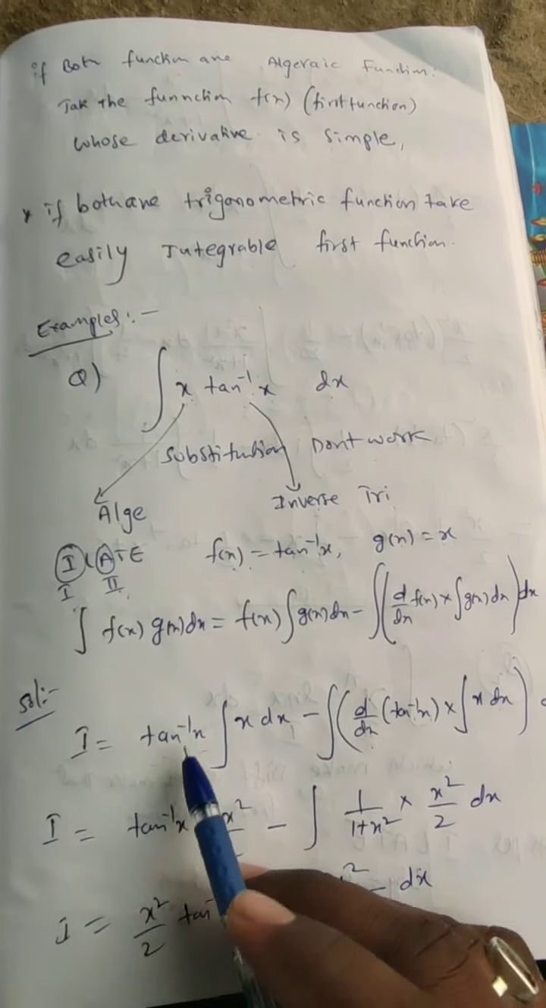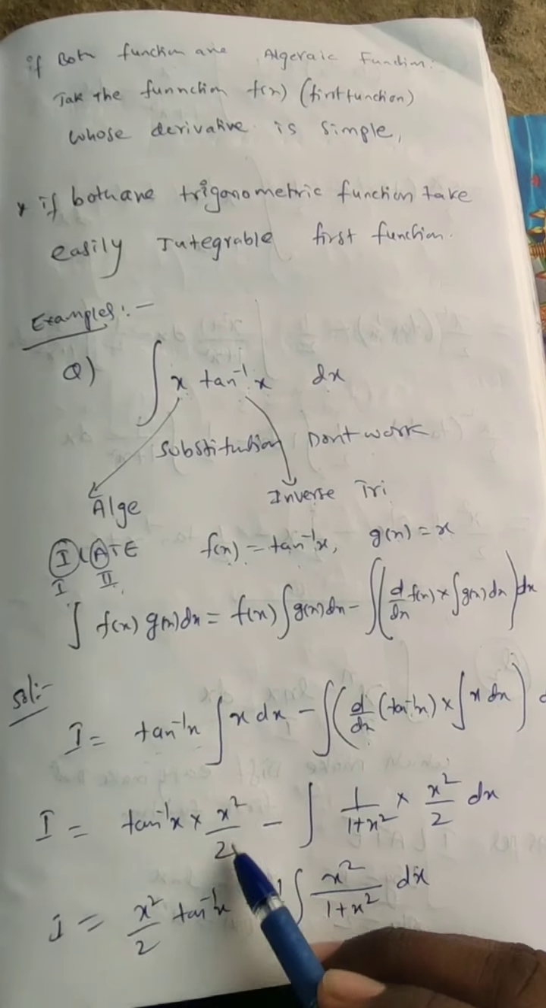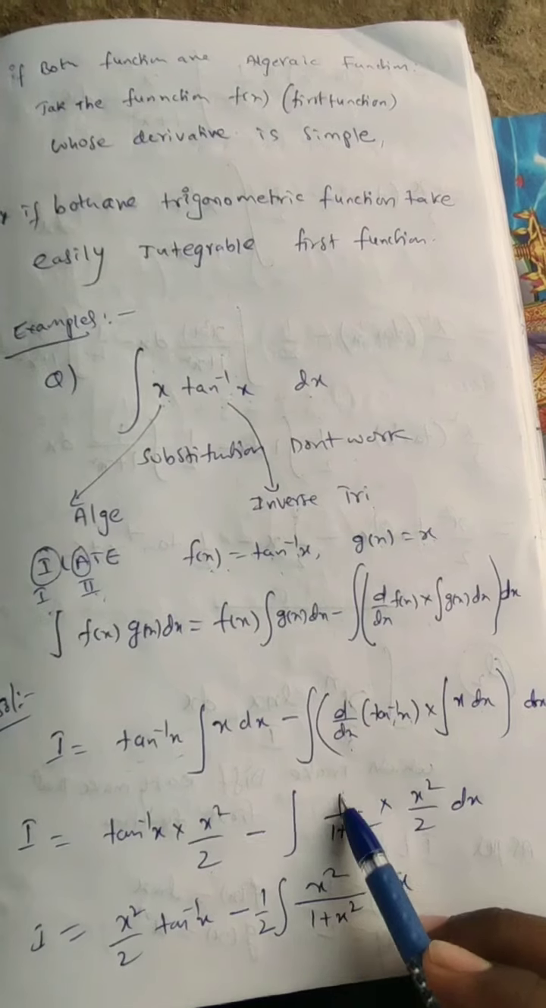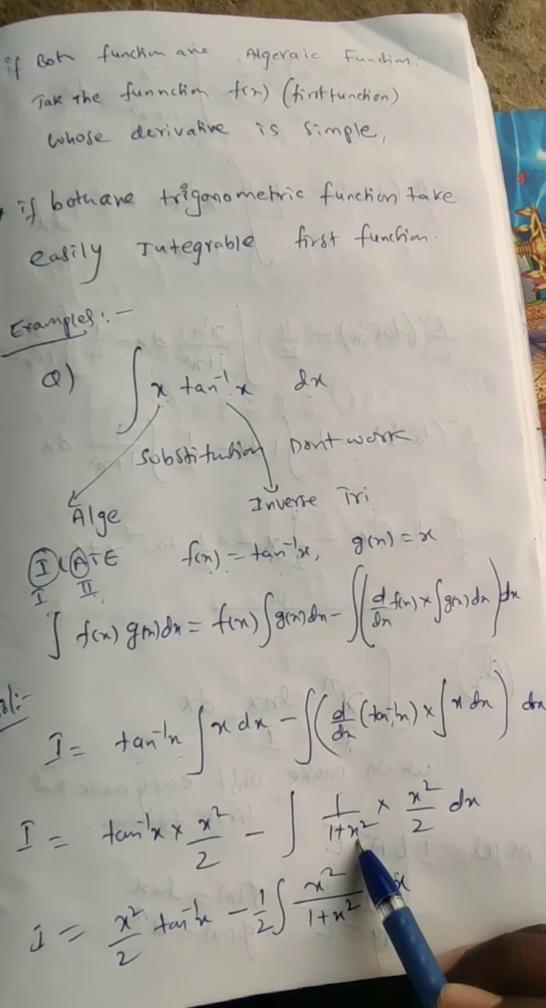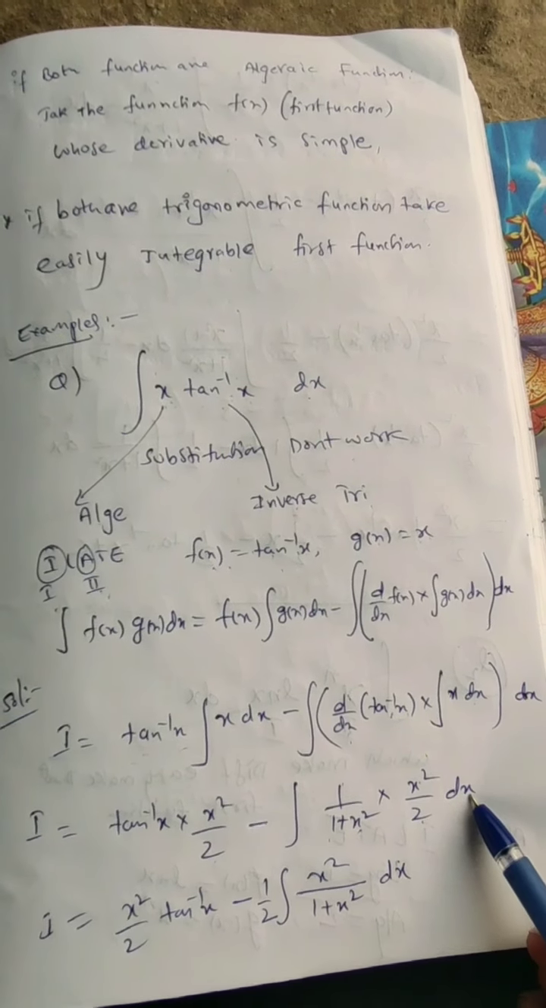Now I get I equal to tan inverse x, integration of x is x square by 2, minus the integral of differentiation of tan inverse x, which is 1 by 1 plus x square, times integration of x, which is x square by 2, dx.